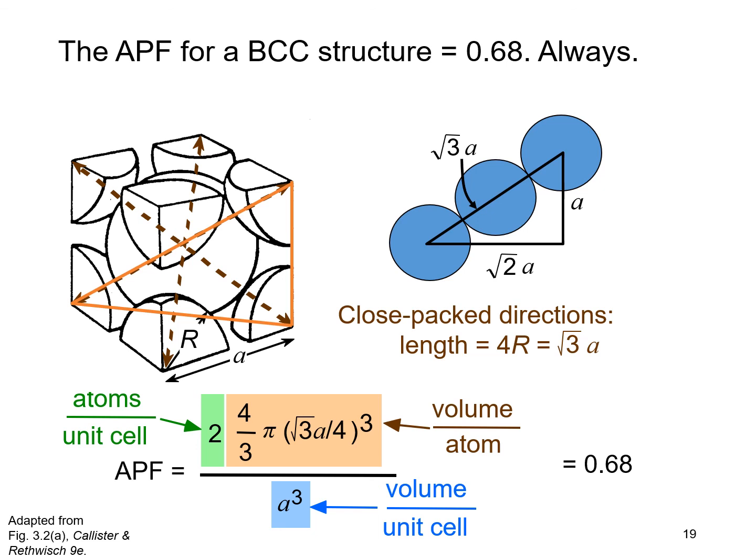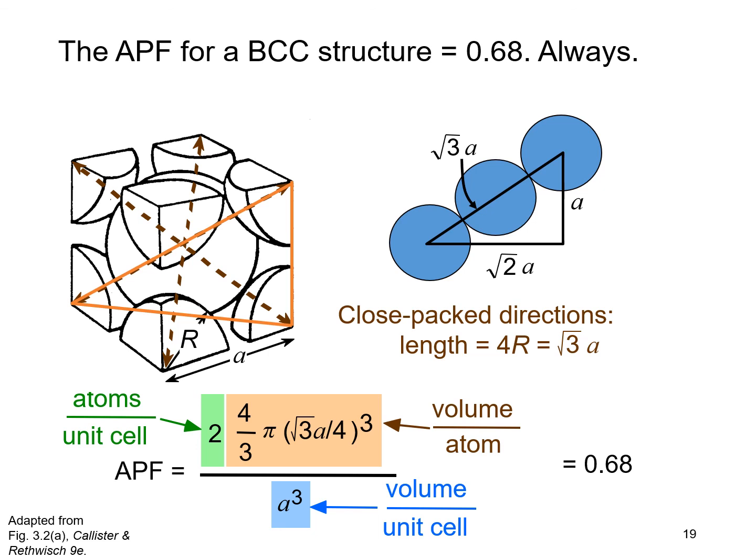The length of the cross diagonal close packed direction can be solved easily using a 2D cross section of the cross diagonal. Because there are 4 radii along the close packed direction, and one side of the cube is length a, we can solve for the length of the close packed direction using the Pythagorean theorem and establish the relationship between a and r.